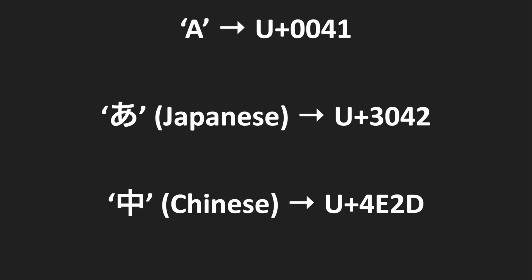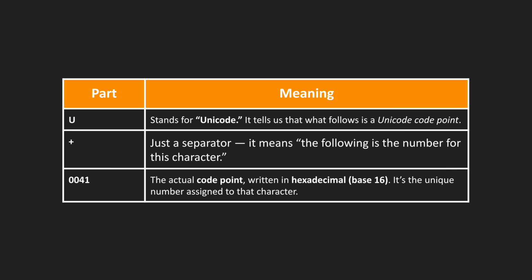For example, the uppercase A is U+0041 in Unicode, and the same goes for Japanese and Chinese characters. They have their own unique code points. So what is the meaning of U+0041? U just means Unicode, and the plus is the separator. It means that the following is the number for this character, and 0041 is the actual code point.